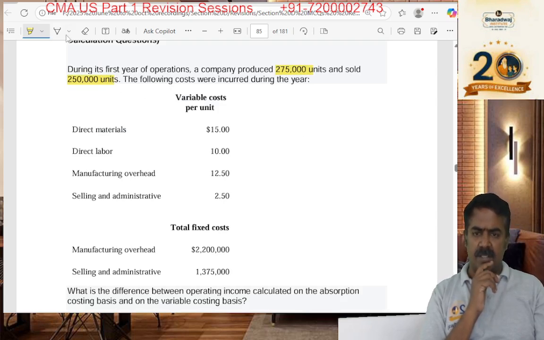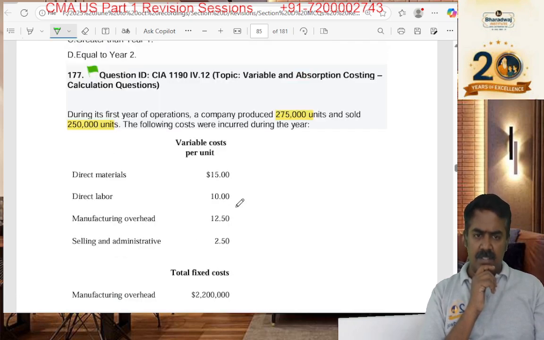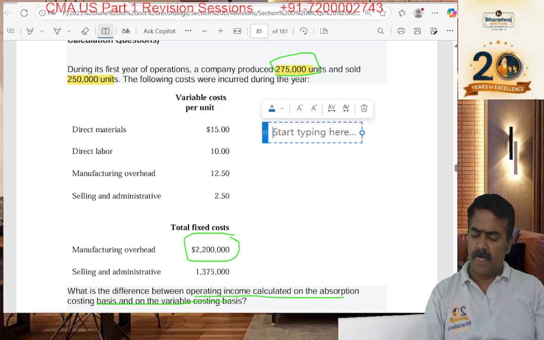We produced 2,75,000 and sold 2,50,000. The following costs incurred: material, labor, manufacturing, and selling is given. Difference between operating income calculated in absorption costing and variable costing basis. Simple. Work out fixed manufacturing overheads per unit.